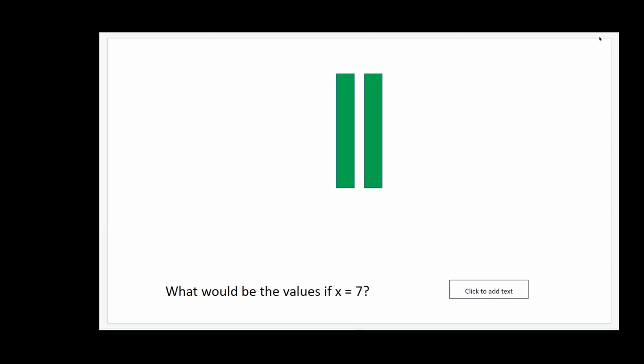What would be the value if X was actually 7? This would have an area of 1 multiplied by 7. So that would have an area of 7. And then this would also have an area of 7 because it must be exactly the same. But I can check it. 1 multiplied by 7. So I have two tiles with an area of 7. 2 multiplied by 7 is 14. 2x equals 14.